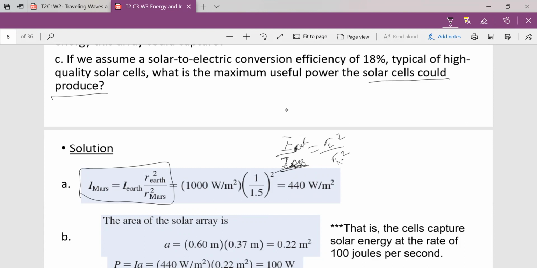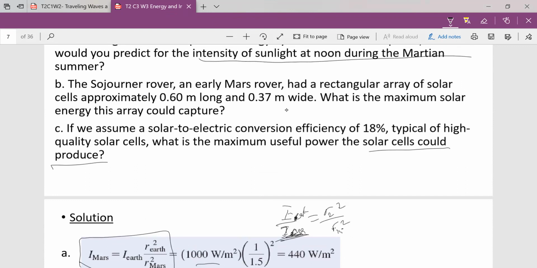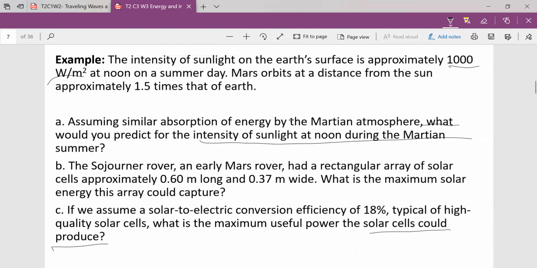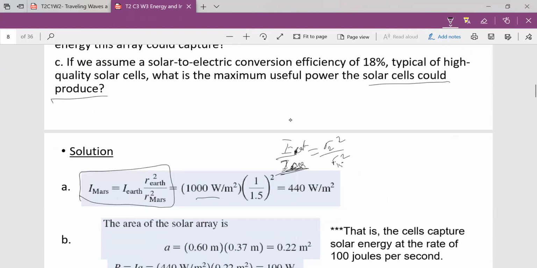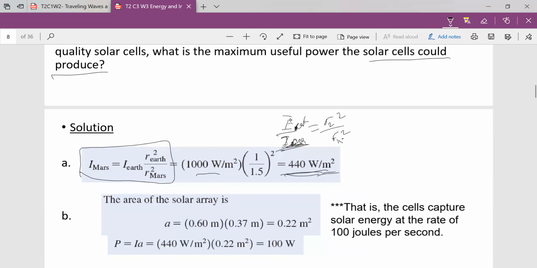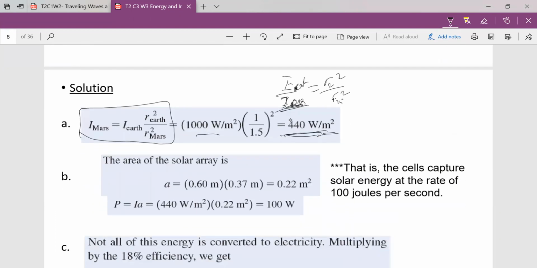Substituting directly from the information provided in the question, they gave us the intensity on the sunny day to be 1000 watts per meter squared, and the distance to be 1.5 times that of the Earth, which we substitute into this equation directly to get the intensity on Mars on a sunny day to be 440 watts per meter squared.